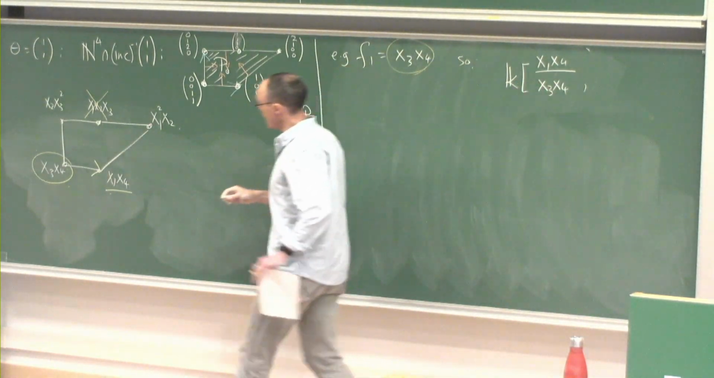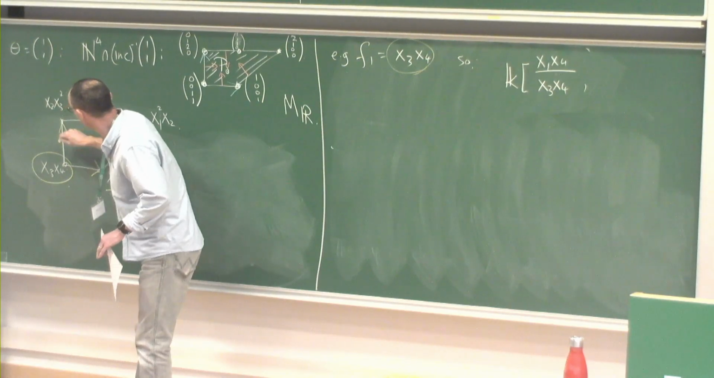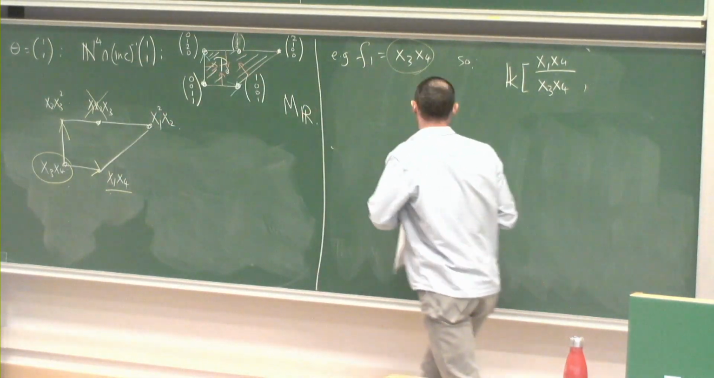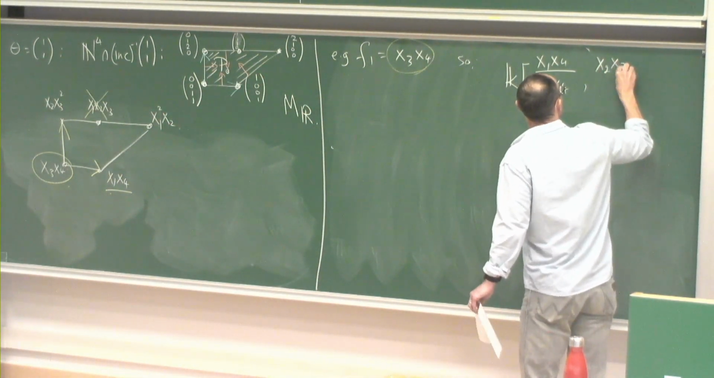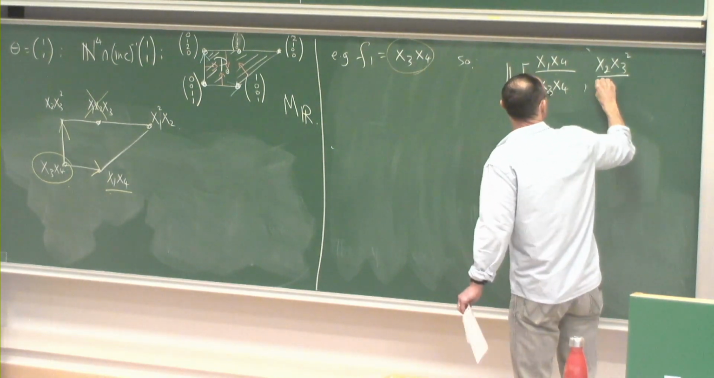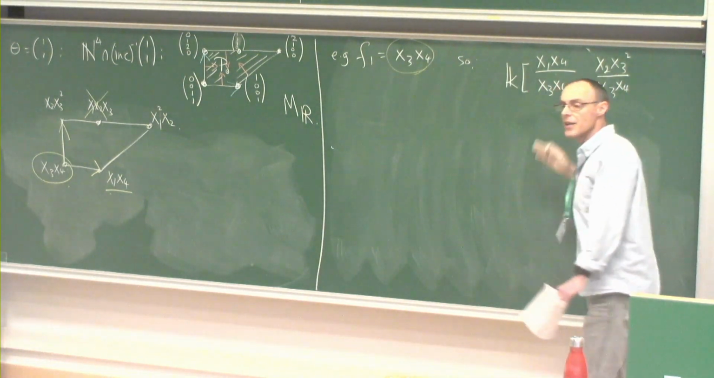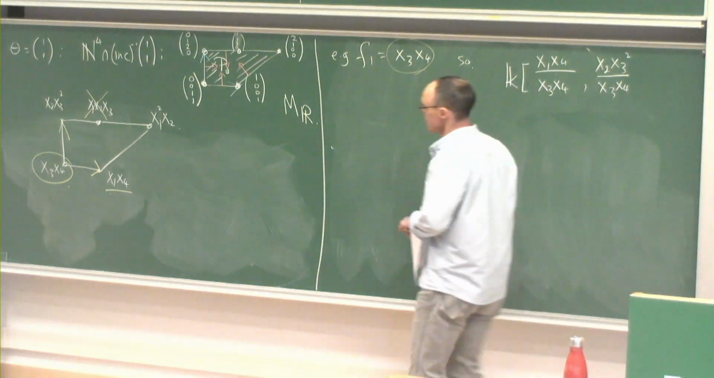Another one I can see I could throw in is the vector in this direction, x2, x3 squared over x3, x4. And on the face of it, I could start trying to throw lots and lots of other functions in.